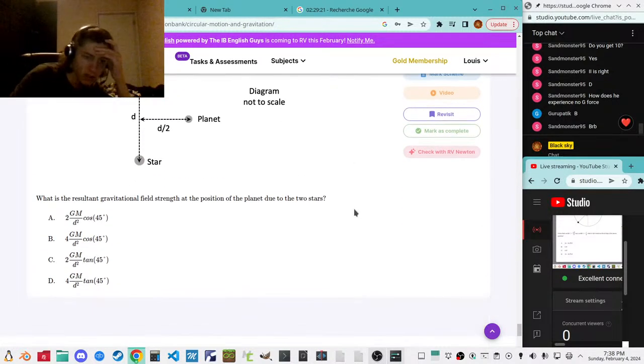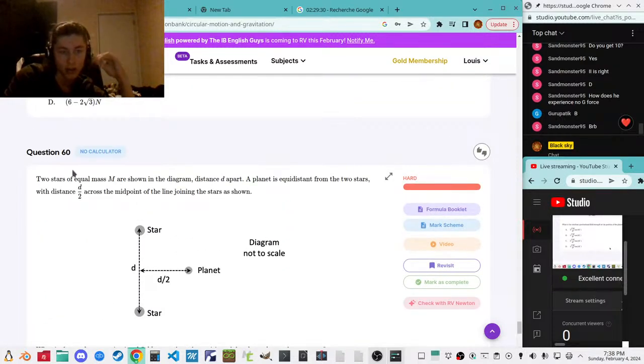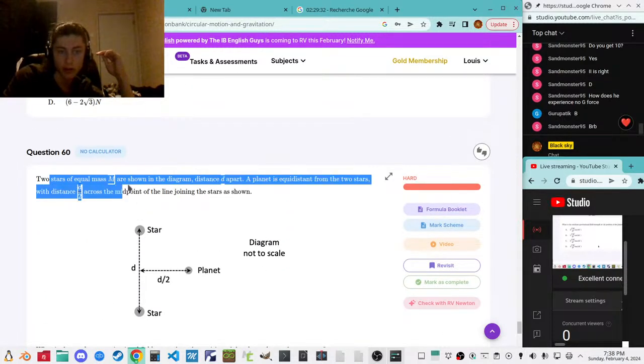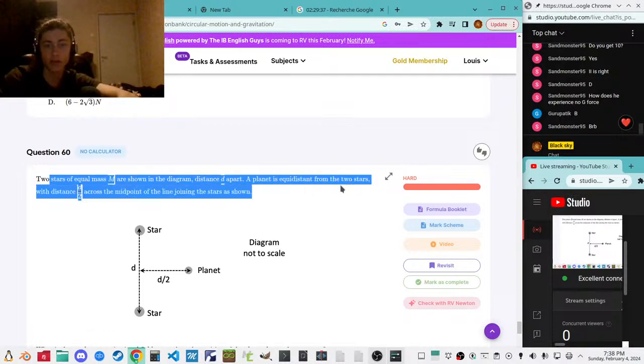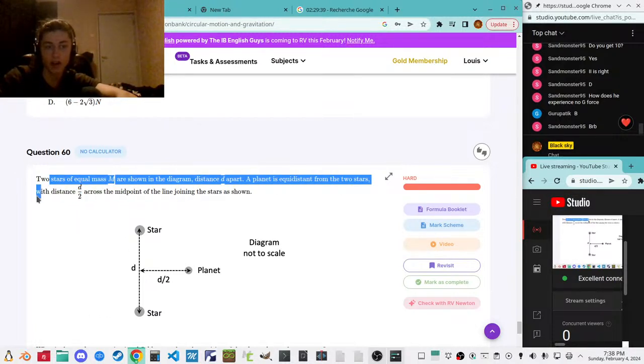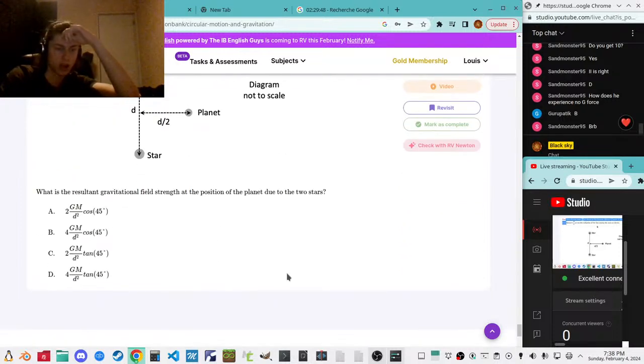Okay, let me just do a guess before. My guess is going to be C. But first, let's do it. Two stars of equal mass m are shown in the diagram, distance d apart. A planet is equidistant from the two stars, at distance d divided by 2 across the midpoint of the line joining the stars. What is the resultant gravitational field at the position of the planet due to the two stars?